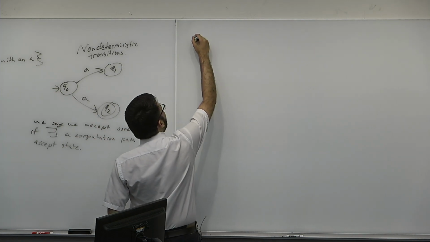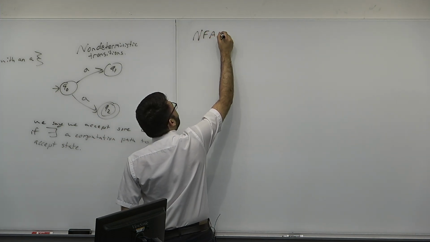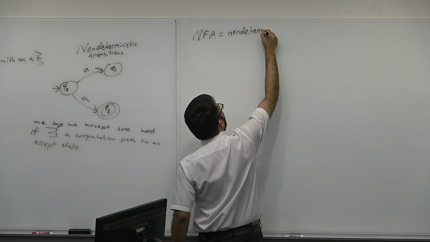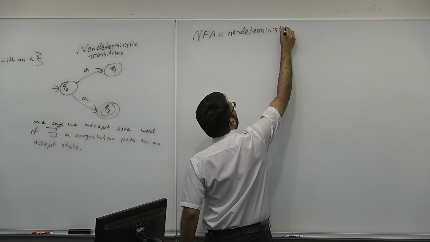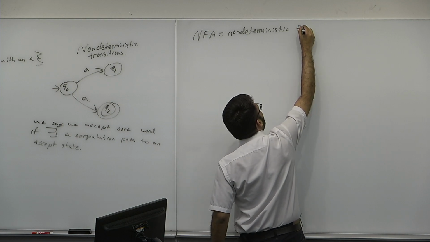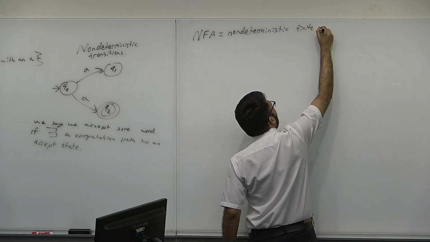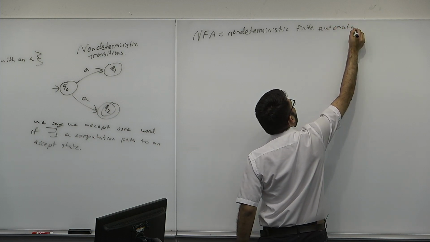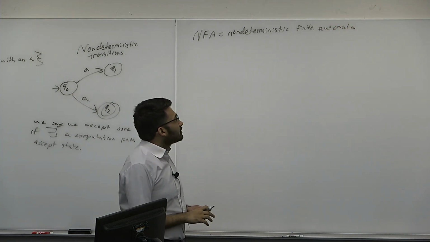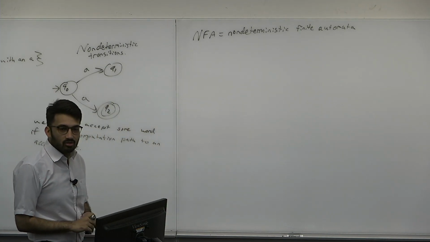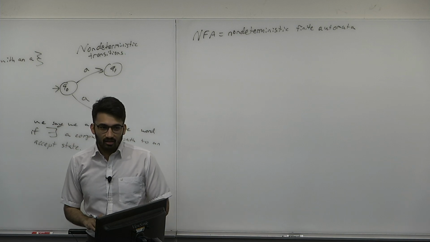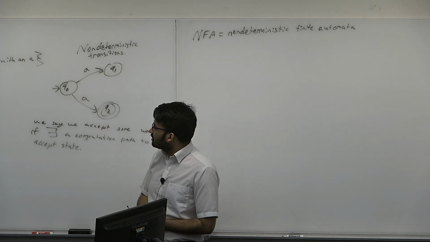So an NFA is a non-deterministic finite automaton. And the N here is that it's got non-deterministic behavior. This is to distinguish it from a DFA, which has deterministic behavior, right? We've basically changed our transition function.